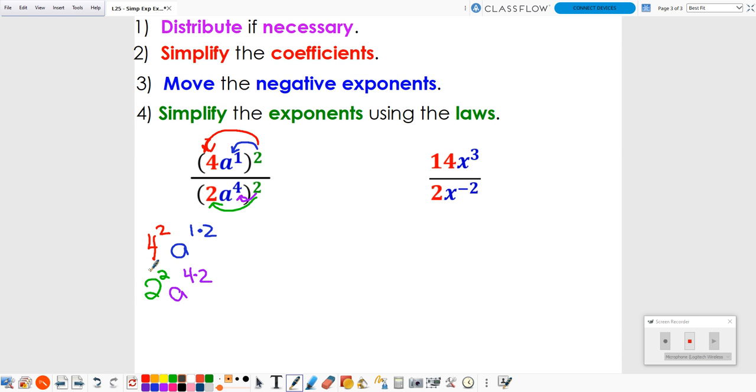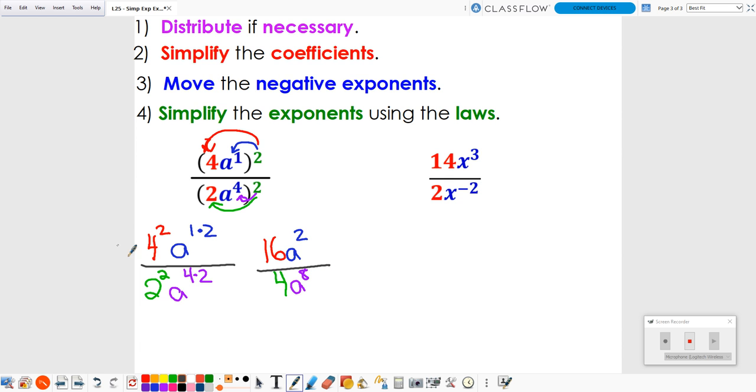All right, so we're going to simplify that a little bit. So 4 to the second power is 16. 4 times 4 is 16. A to the first power raised to the second power is just going to be a to the second power because we multiply those two powers together. 2 to the second power, 2 times 2 is 4. And then finally a to the 4th power raised to the second power is going to give me a to the 8th power. So a lot going on here.